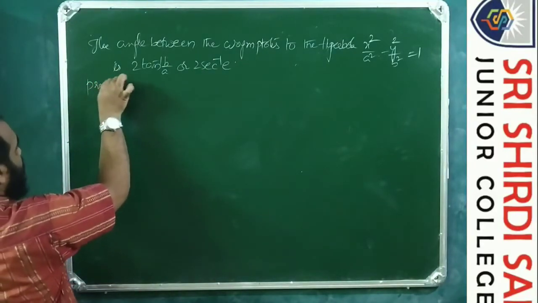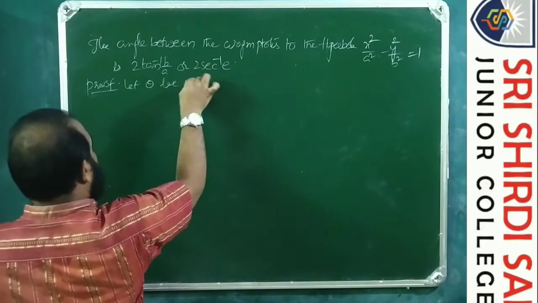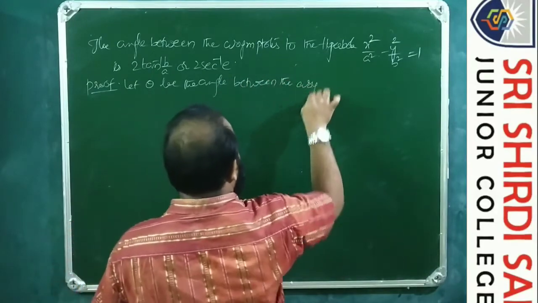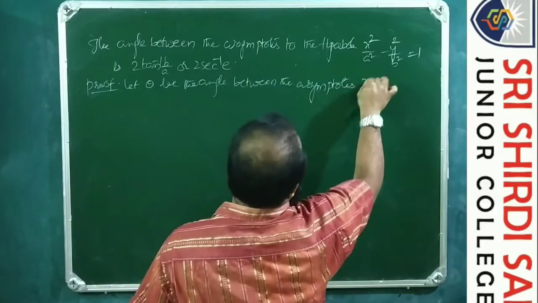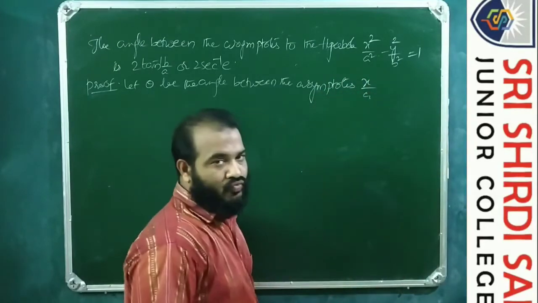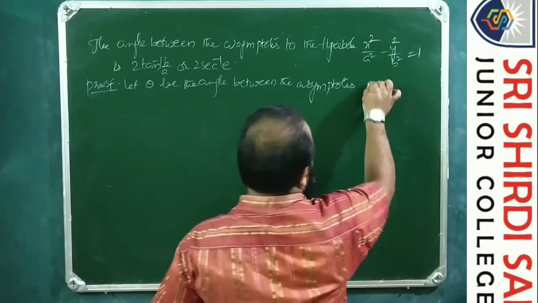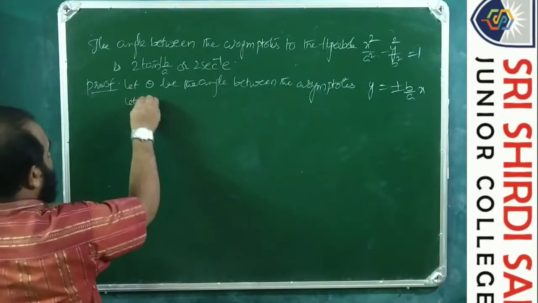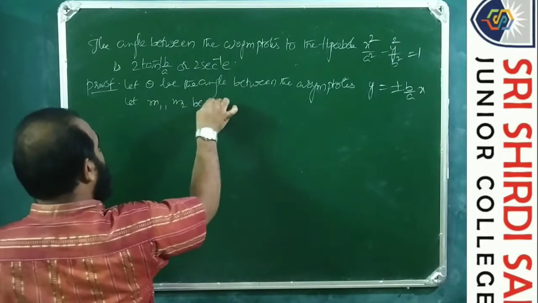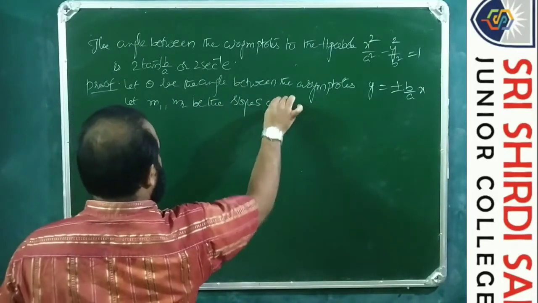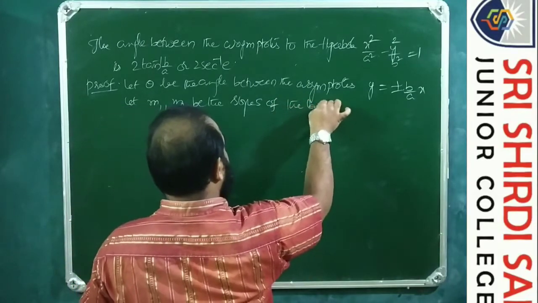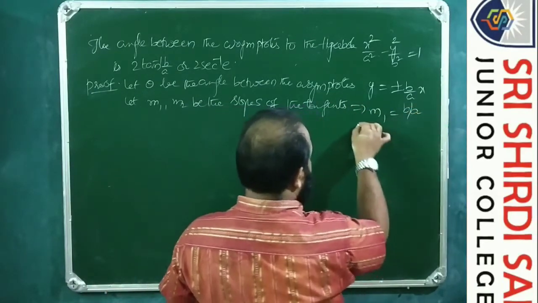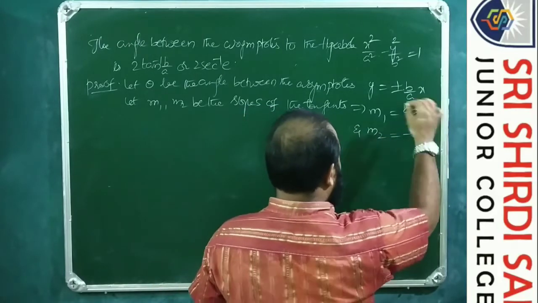Let theta be the angle between the asymptotes x by a plus or minus y by b equals 0. In other words, y equals plus or minus b by a into x. Let m1, m2 be the slopes of the tangents. m1 equals b by a and m2 equals minus b by a.